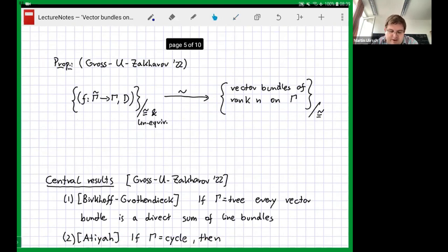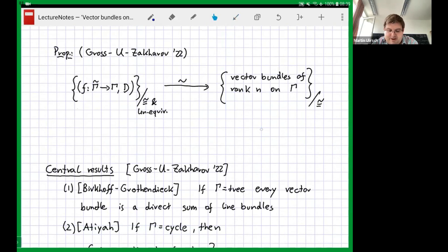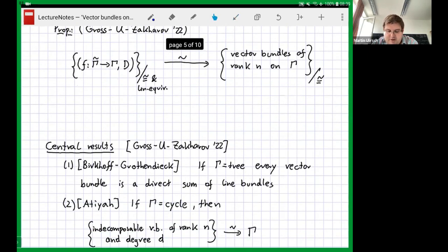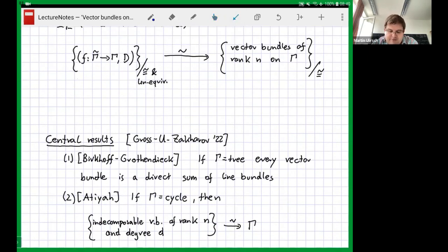Similarly, we also have a classification of vector bundles on the tropical analog of an elliptic curve. Namely, if gamma is a metric cycle, then we can show that indecomposable vector bundles of rank n and degree d on gamma, where indecomposable means you cannot write it as further direct sums, and degree you have to define as the degree of the determinant and so on, this type of set is in a natural bijection with gamma.